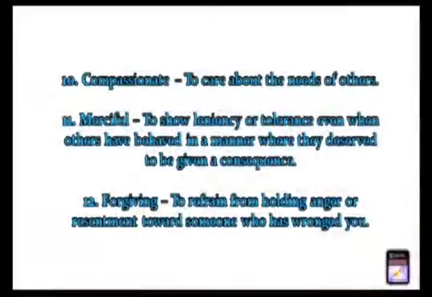Okay, so the next one is forgiving. And we're going to talk more about this one hopefully tonight. It means to refrain from holding anger or resentment towards someone who has wronged you. To refrain from holding anger or resentment towards someone who has wronged you. And that's a tough one, okay? But we're going to learn how to overcome that. We're going to learn that you have to. You got to learn to forgive.